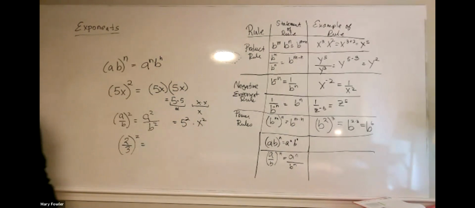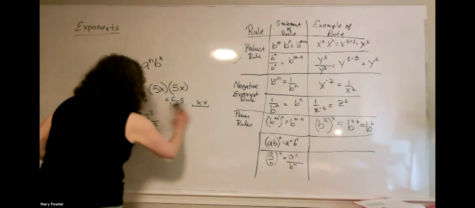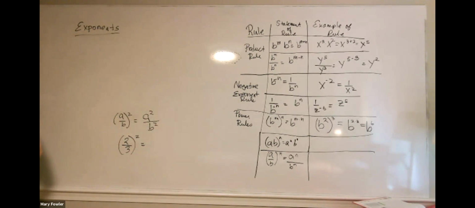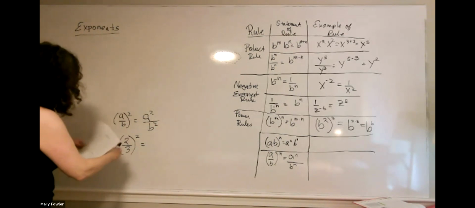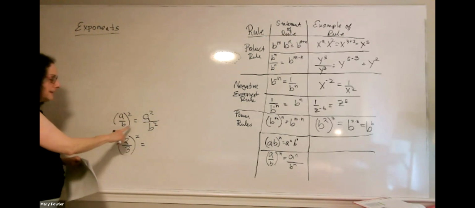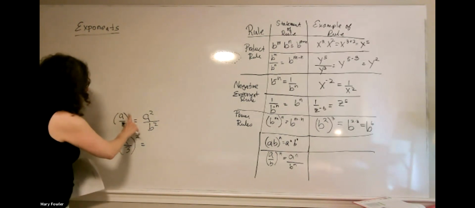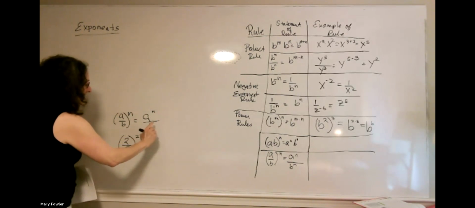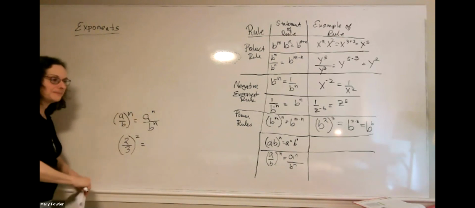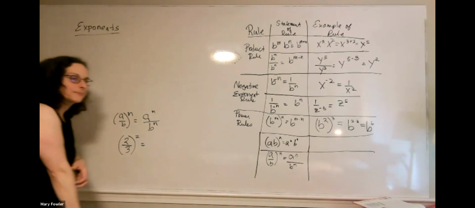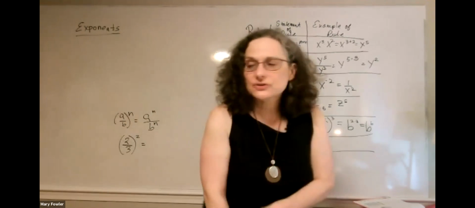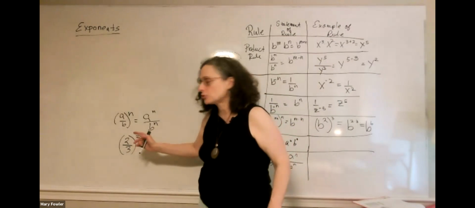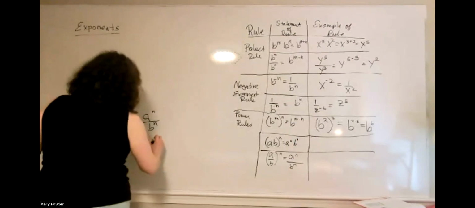All right, we're going to go to this next one. This is the last of our rules that I wanted to talk about. And it says a over b to the nth power is equal to a to the n power divided by b to the n power. And the example I wanted to look at was 2/3, and that whole fraction raised to the 2nd power, or squared.